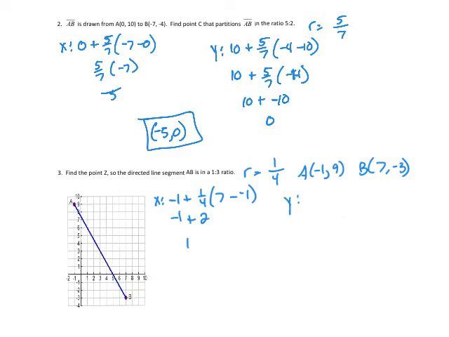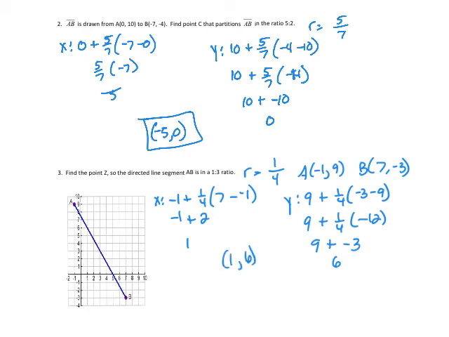For y, I start at 9, and I'm going to add a quarter of the total distance. So that's -3 minus 9. It has to be end minus beginning. 9 plus 1/4 of -12. These numbers are working out nice and even. That's -3, so that should be 6. So my coordinates should be 1, 6 when I'm done.